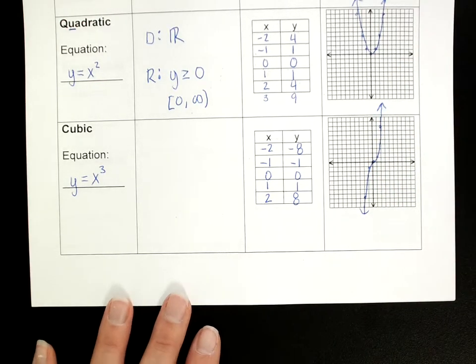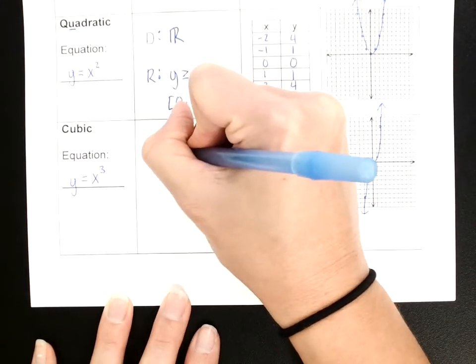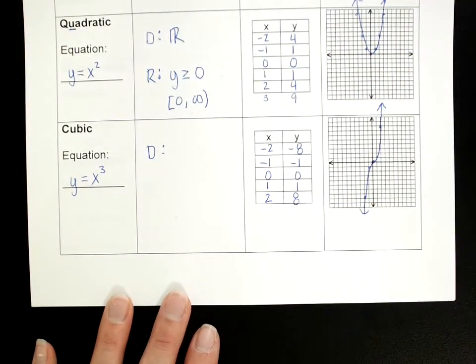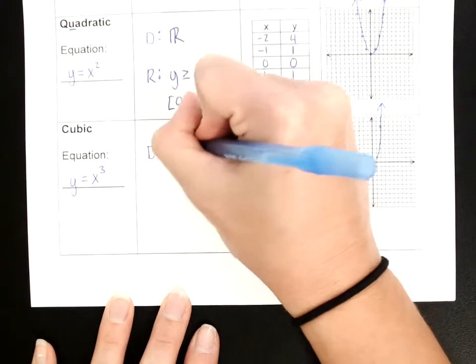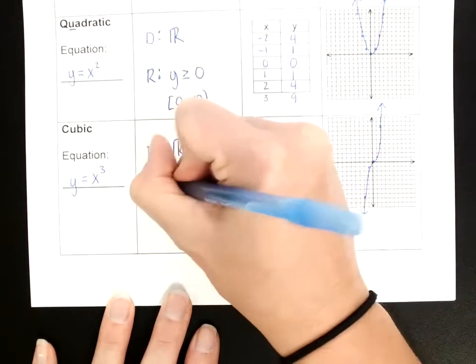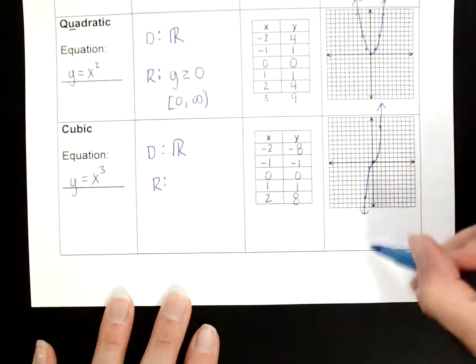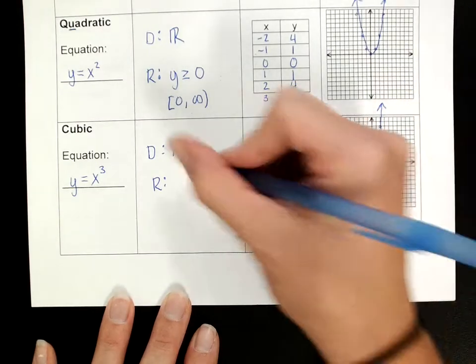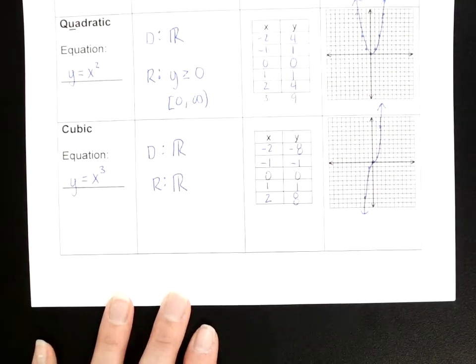For this one, again, for my domain, I can plug any possible number in for x and get a solution. So this is all real numbers. For range, this time I do have some negative values. This one's going up and down. Also all real numbers.